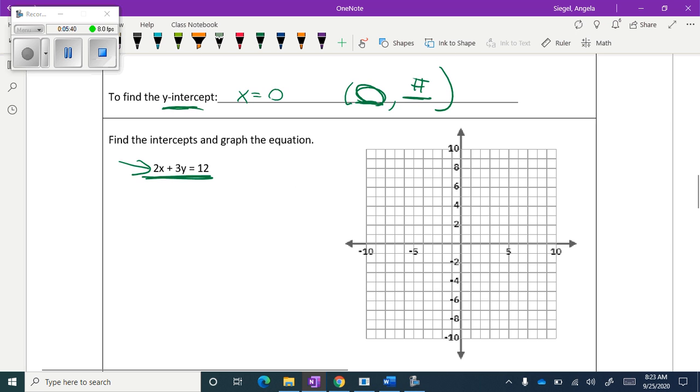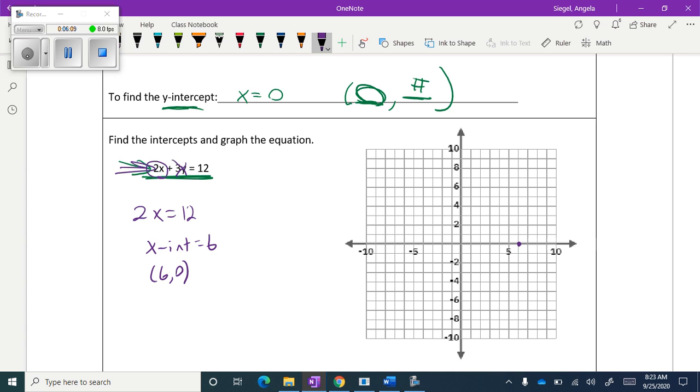Okay, so let's apply it to this one here. Find the intercepts and graph the equation. To find the x-intercept, I'm not going to worry about the y. So I'm just going to say 2x equals 12. So my x-intercept is 6. Think about it as a point. It's where it crosses the x-axis, so it's going to be (6, 0).